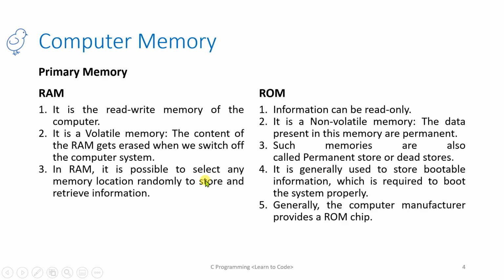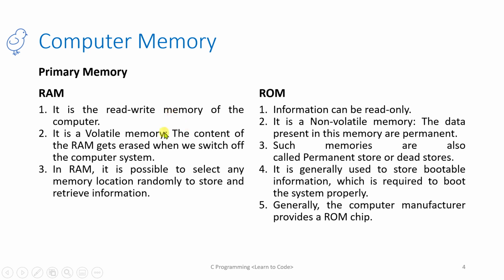Let us try to remember these points about RAM, and while I am reading them, you will understand the actual need of RAM and ROM. RAM is the read-write memory of the computer system. As I have already told you, we can read it and we can write it. But with ROM, the information can only be read. RAM is a volatile memory. The content of the RAM gets erased when we switch off the computer system.